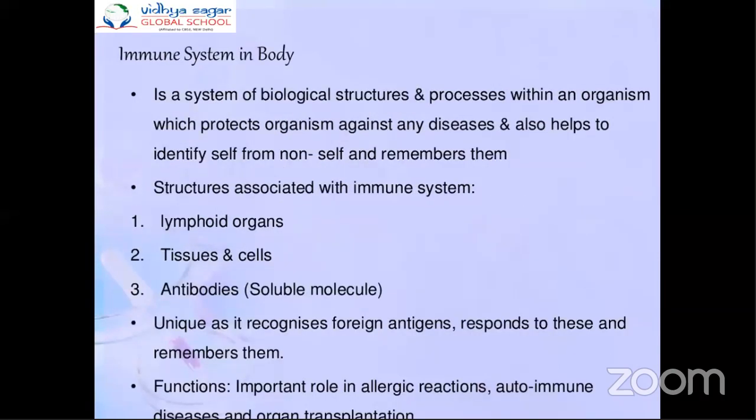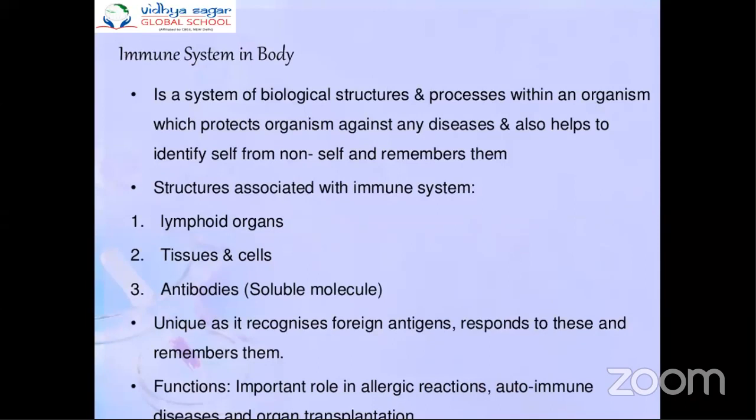So the next one is the immune system. The immune system is a system of biological structures and processes within an organism which protects the organism against diseases, and also helps to identify self from non-self and remembers them. So this memory power is called the immune system.